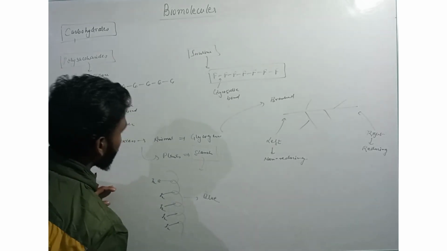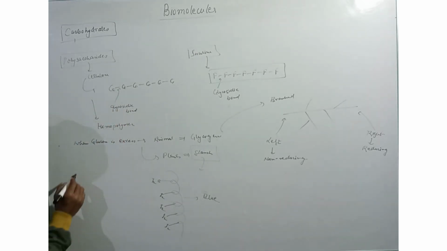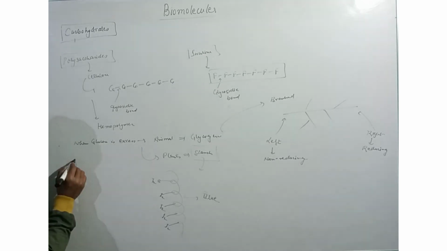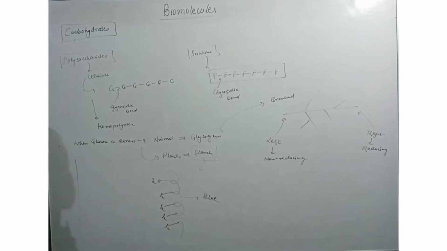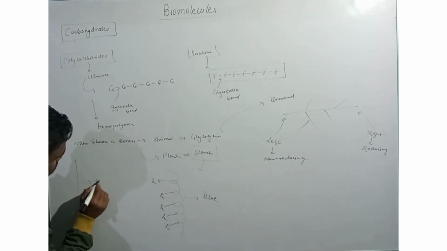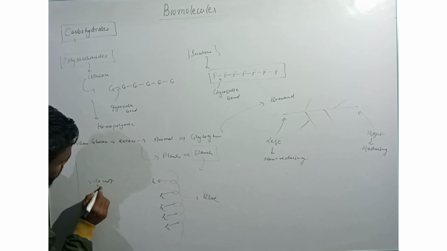But cellulose is a linear chain polymer. It does not have folds, crevices and loops. That's why it does not trap iodine molecules, and that's why it does not give any color.